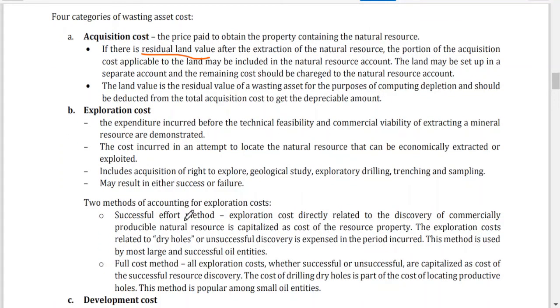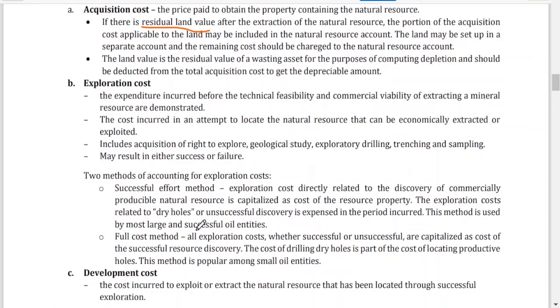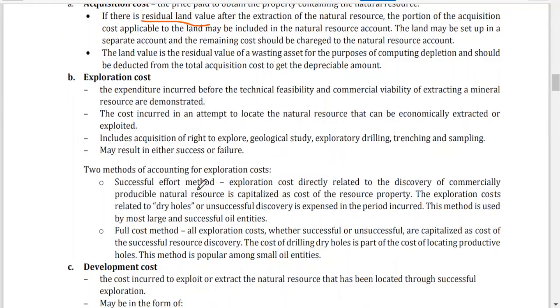Thus, there are two methods of accounting for the exploration costs: the successful efforts method and the full cost method. Under the successful efforts method, the exploration cost directly related to the discovery of a commercially producible natural resource is capitalized as cost of the resource property.